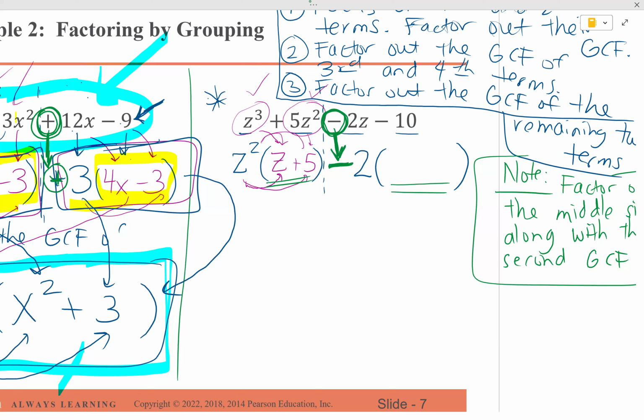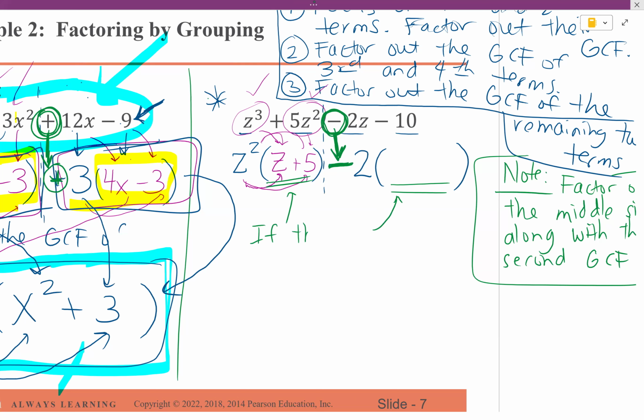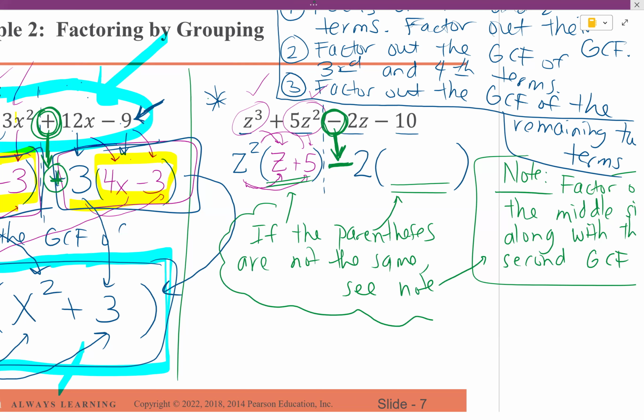So it's only really something I have to worry about or think about when the middle sign is a minus, because I might not think to take a minus out. So yeah, if you ever get stuck, and if what's in parentheses is not the same, that's probably the problem. See this note, because that might mean you forgot to focus on the sign between the second and the third terms.